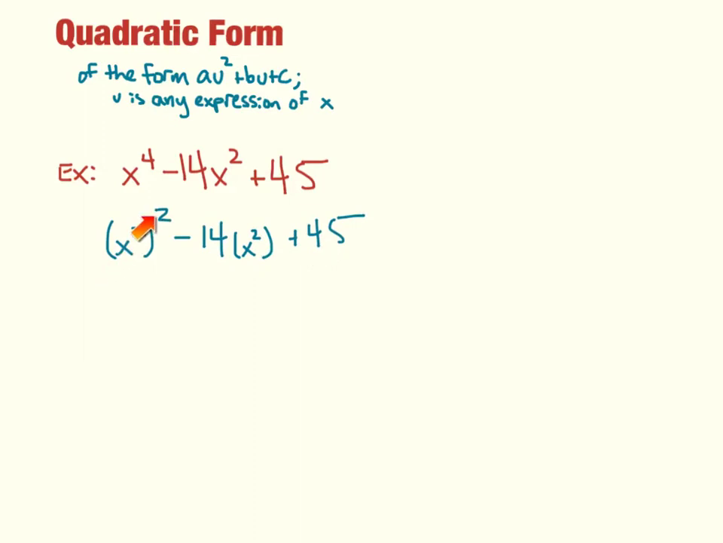Okay? So just looking at this like a normal thing, what two numbers multiply to positive 45 and add to negative 14? 7. No. 9 and 5, right? And they must both be negative. Negative 9, negative 5. So whereas with a quadratic we would have written x minus 9, x minus 5, now we're going to write x squared minus 9, x squared minus 5.